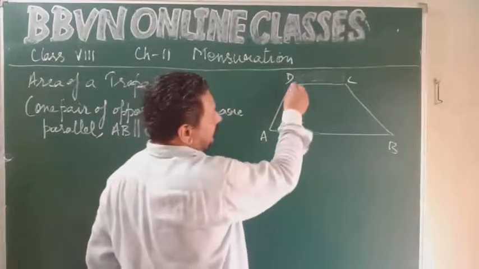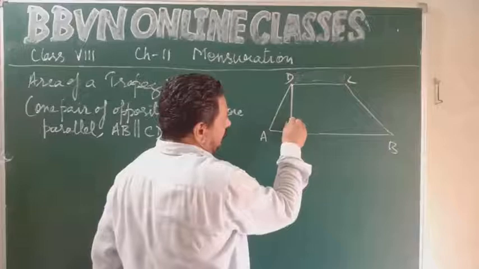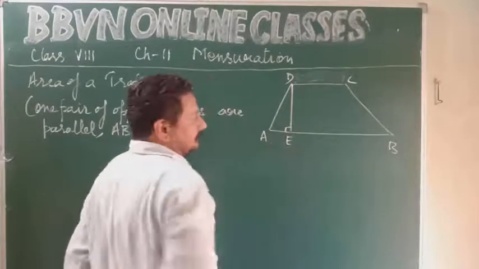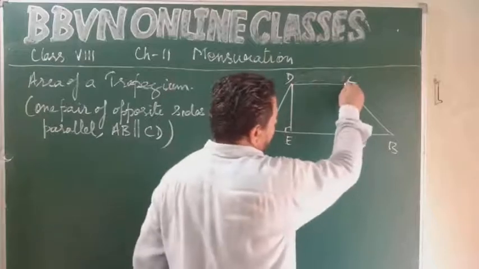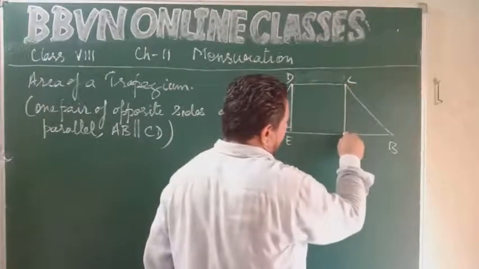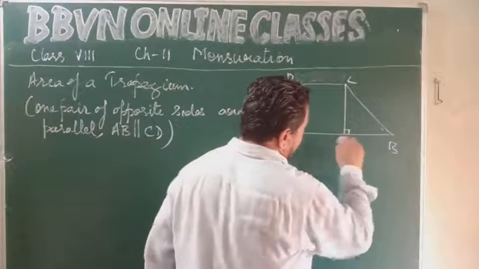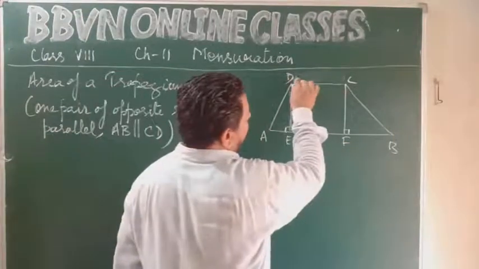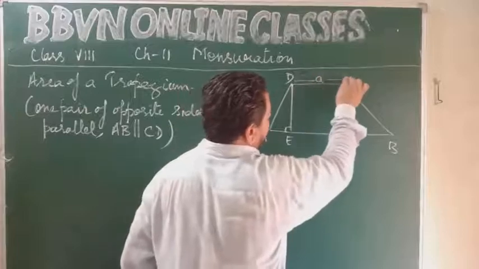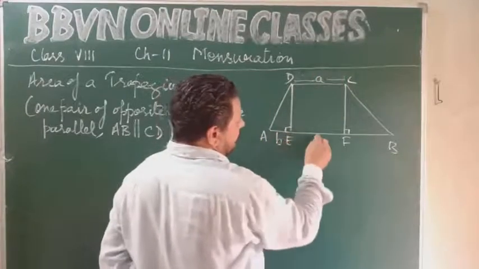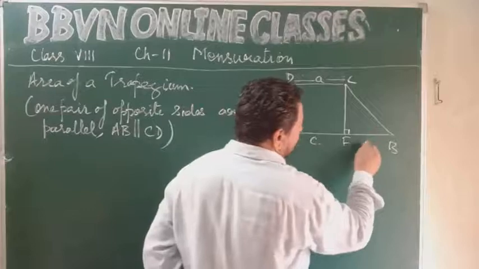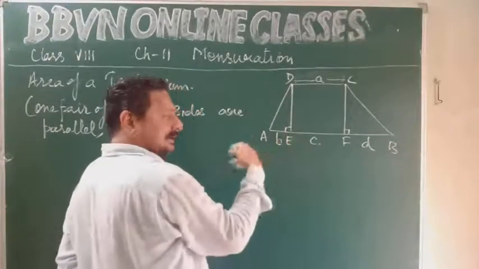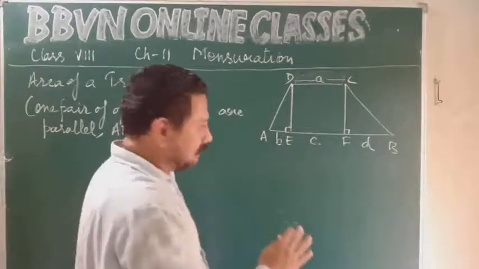What I do, from point D, I will drop a perpendicular on AB. Say this point is E. From C, again I drop a perpendicular. Say this point is F. Let us assume this entire length is a units. This is b units. This is c units. This is d units. Length of CD is a units. Length of AE is b units.